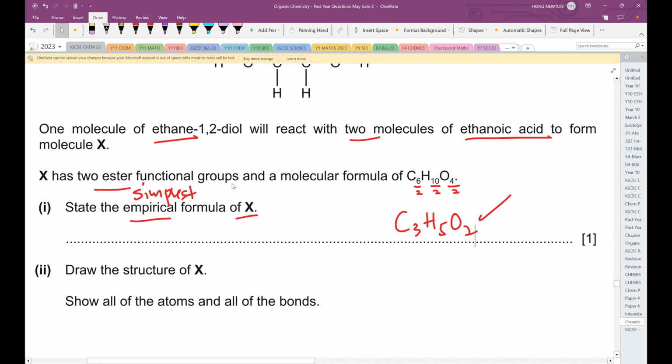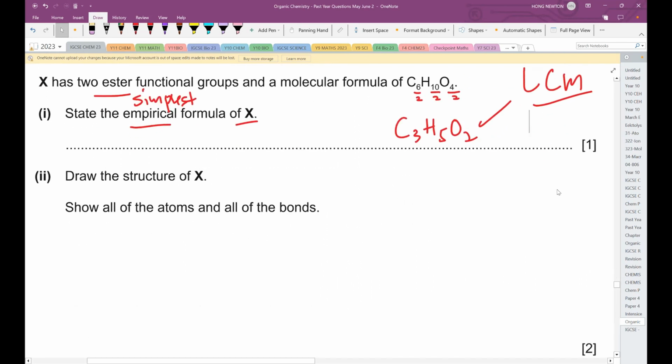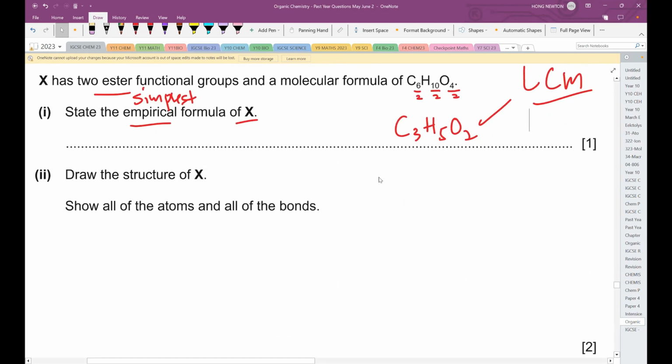You see, the ester has functional groups and a molecular formula. They give you the formula already, so you don't need to crack your head. The molecular formula is already given to you, so you need to make it to the simplest form. In mathematics, we call it simplest form. In chemistry, we call it empirical formula. So what is the smallest common factor? This is the lowest common factor in your mathematics. That means you divide it by the smallest common factor. That's all.